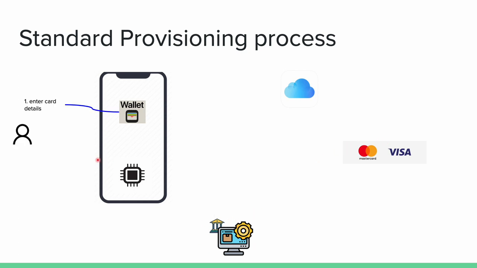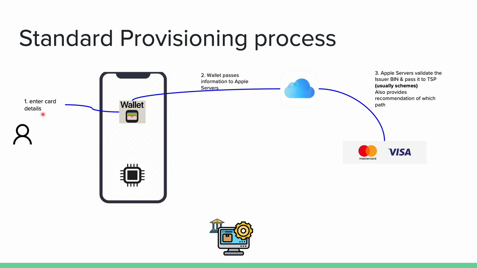So what's the first step? The customer enters their card credentials onto the wallet app. Then the wallet app securely passes the information onto the Apple servers. Apple servers first validate whether this issuer BIN is registered for Apple Pay or not. If it is registered, Apple sends the card further to the TSP for tokenization. And then, as I mentioned, it also provides the flow: is it a green flow, yellow or orange, or red flow for further ID and V validation?